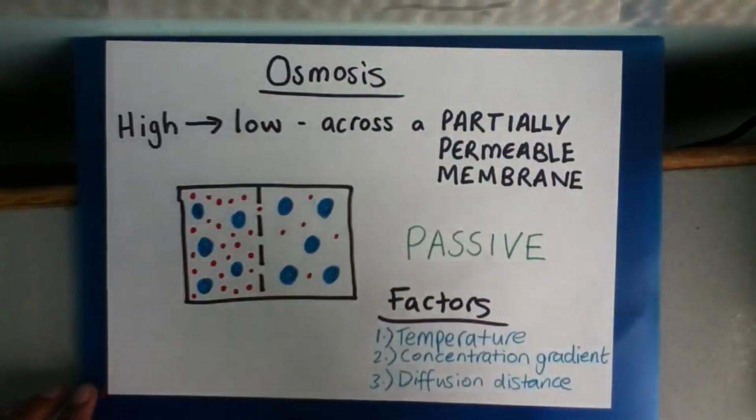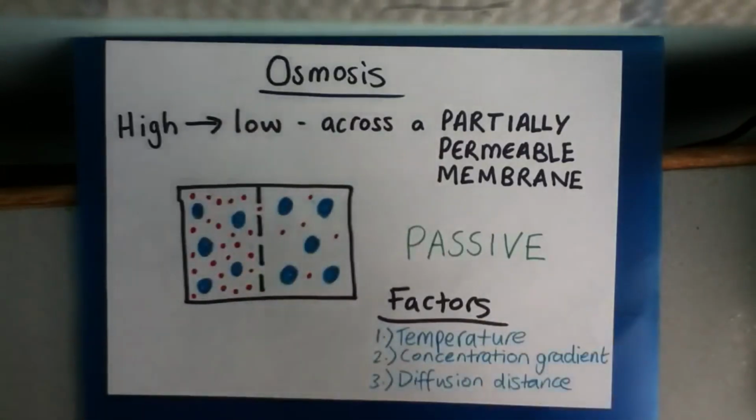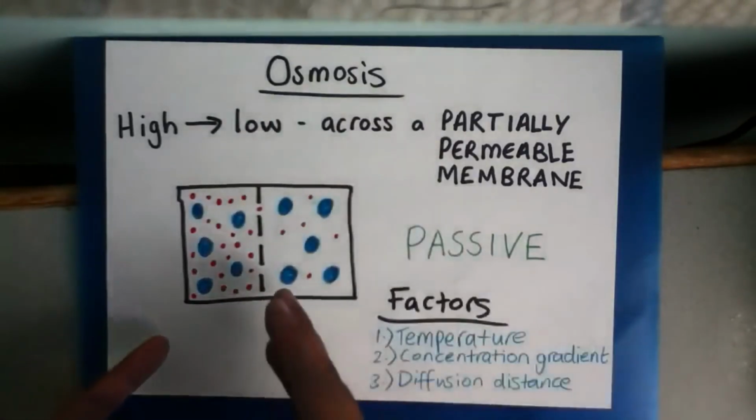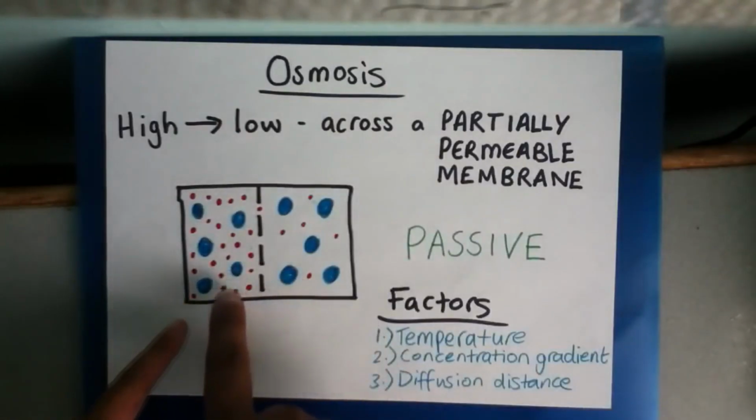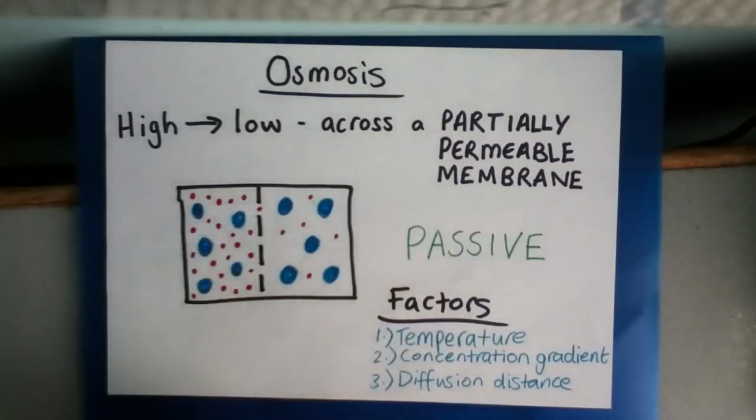Now, the factors which affect osmosis are temperature, same as diffusion. When you heat the molecules, they have more energy and they move around a lot quicker. Concentration gradient: the more molecules which are on this side, the more likely it is for them to move onto this side. We're talking about the water molecules in particular. And finally, the diffusion distance.